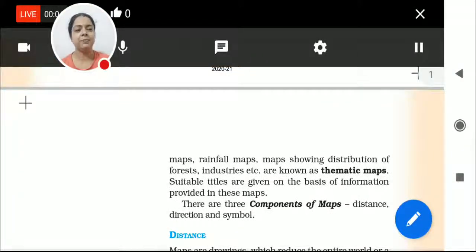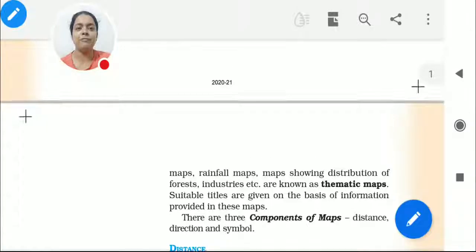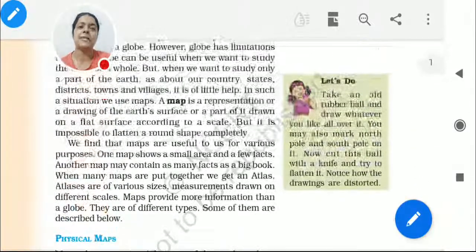Good evening, everyone. As you know, today we are going to start with class 6 geography, and the topic is chapter 4, Maps. As you know very well, this chapter is related to maps because the name itself says so, and today is the second day of maps.